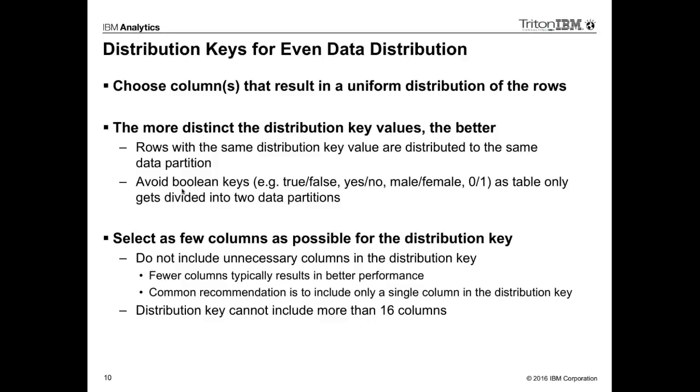But the idea is to try and get something that's got more values, not a very low cardinality, right? And select as few columns as possible. So a lot of design decisions. This is no different for BLU than it is for a regular DPF system, right? So there's some decisions you'd have to make.